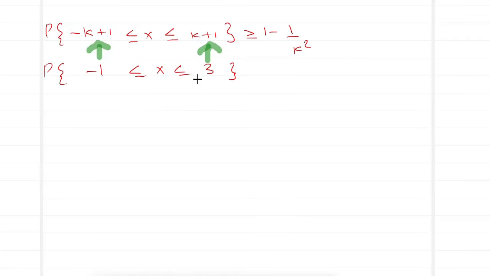So let me compare the right hand side, which says 3 is equal to k plus 1. So what will be the value of k? k will be 3 minus 1. So k takes the value 2.